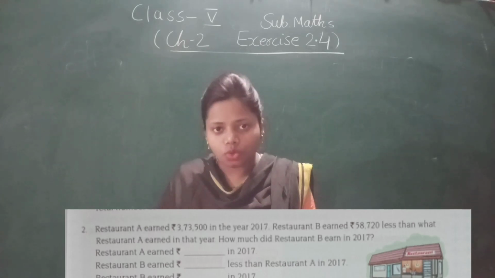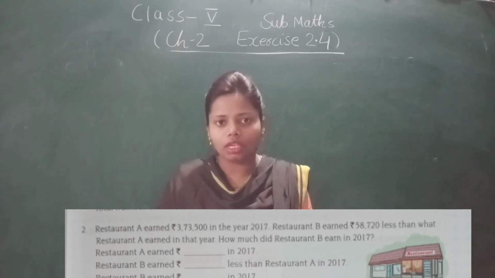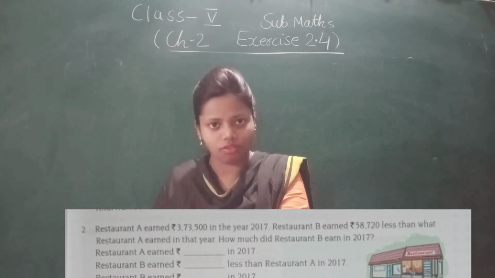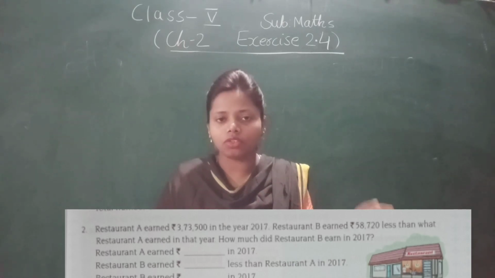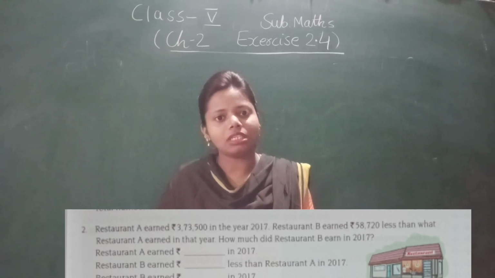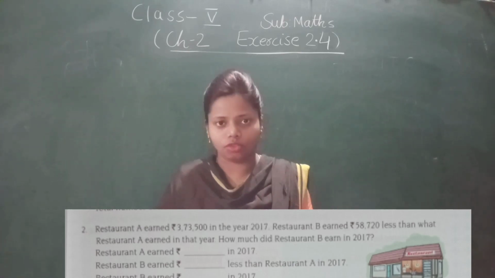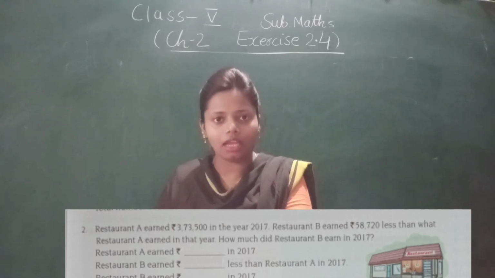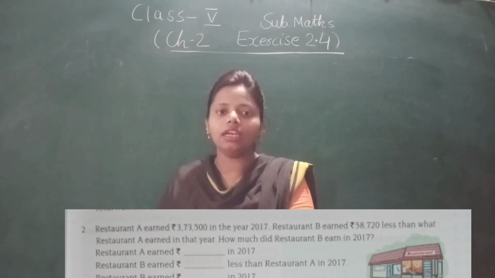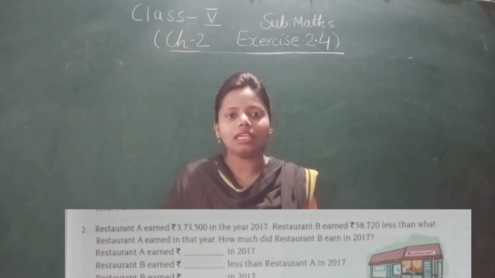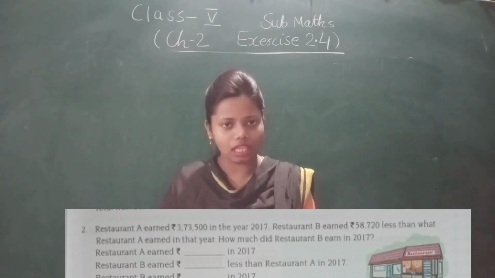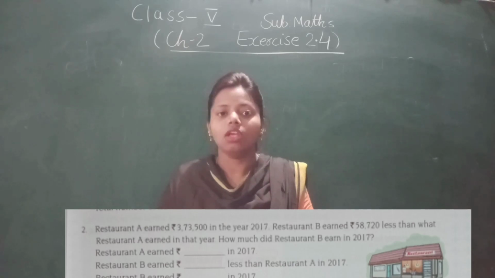In the same way, how do we get the earning of restaurant B? We will subtract: what restaurant A earned in 2017, minus how much less restaurant B earned, 58,720. So we are going to subtract from restaurant A's earning in a year, 3,73,500, the 58,720 that B earned less. So now the question is clear. I will give you one example so that you will understand it better. So now let's start.